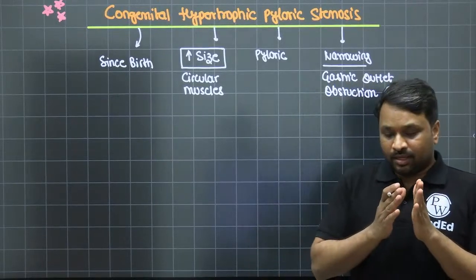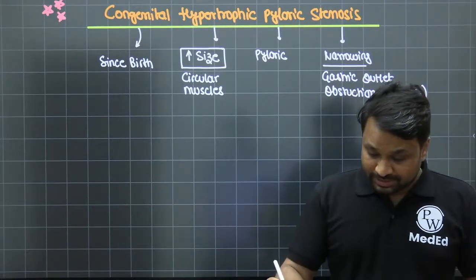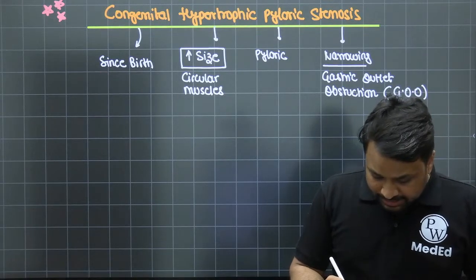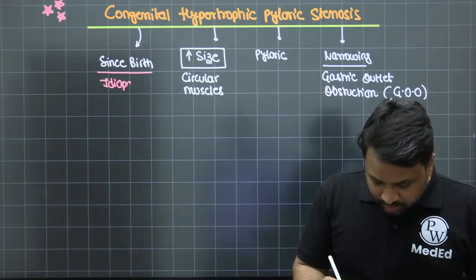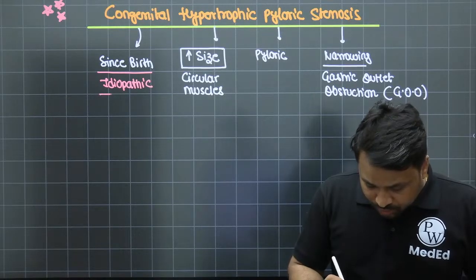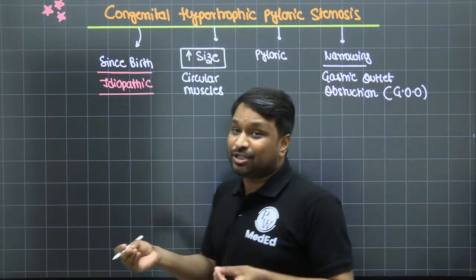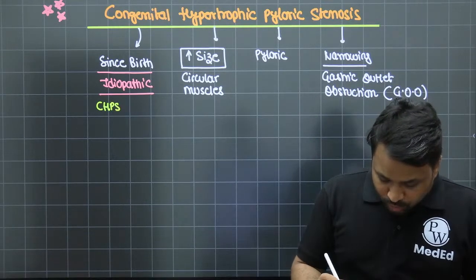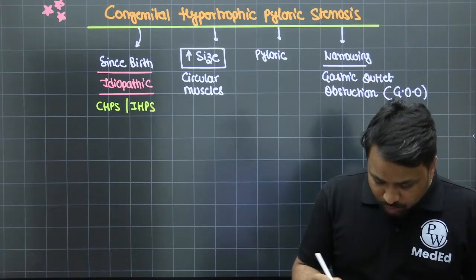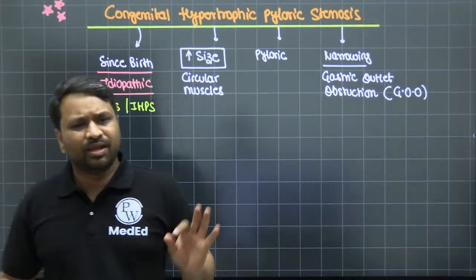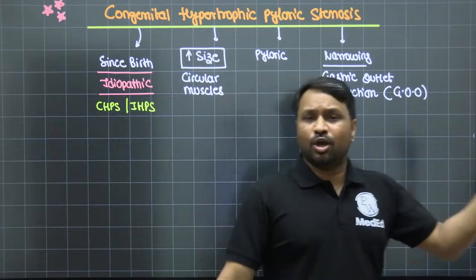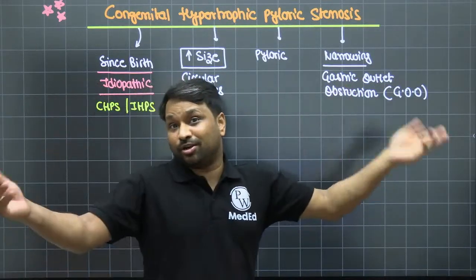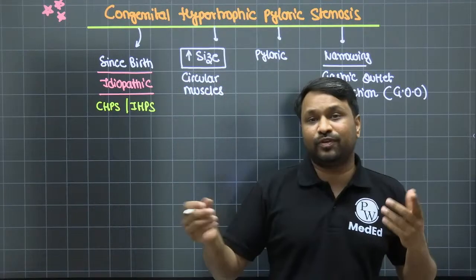Now, why does it happen? We don't know. Since birth it is happening, so it is also called idiopathic: idiopathic hypertrophic pyloric stenosis. तो प्यार से क्या बोलते हैं? या तो आप इसको CHPS बोल लो या IHPS बोलो, फर्क ही नहीं. Congenital hypertrophic pyloric stenosis, or idiopathic hypertrophic pyloric stenosis. It is better to remember it as IHPS because the cause is unknown.